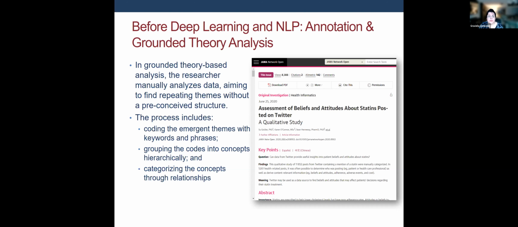Anyhow, this process includes coding emergent themes with keywords and phrases, grouping the codes into concepts hierarchically, and categorizing the concepts by relationships. In this paper, for example, you will see that right off the bat, about half the data that we had was not about anything that we were going to be using. So health related or not was our first category, just to get rid of a lot of the noise. Advertisements and other things like that were eliminated that way. And then it goes down the line like that. It gives you a view of what they discuss and what percentage of data falls into each category and so on.